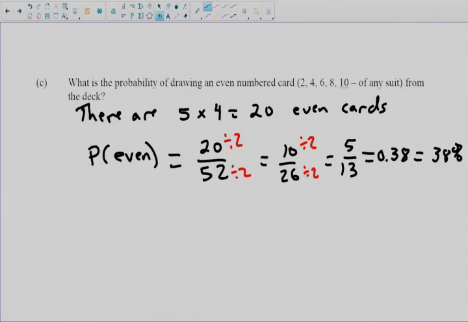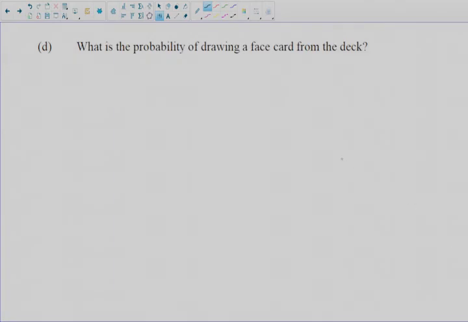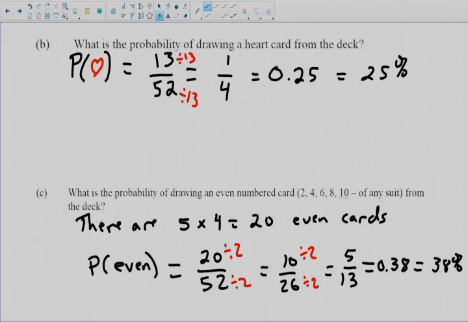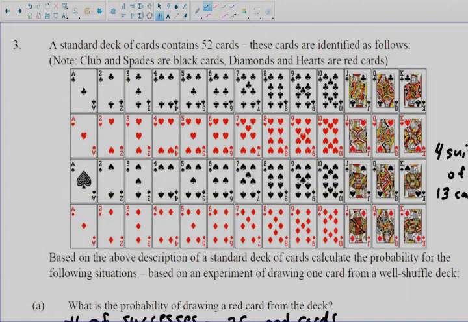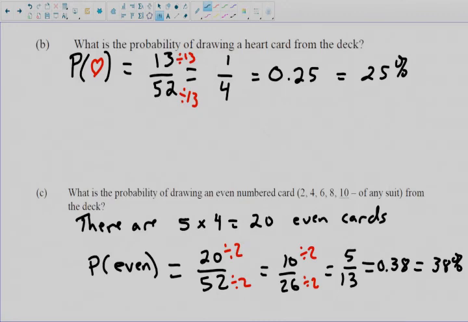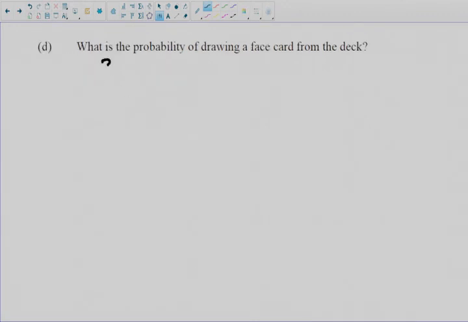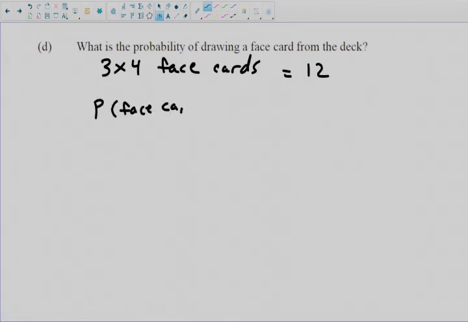Okay. What is the probability of drawing a face card from the deck? Well, if we go back to our deck of cards, we have 3 face cards per suit. So 3, 6, 9, 12, or 3 times 4. So the probability of a face card is 12 out of 52.